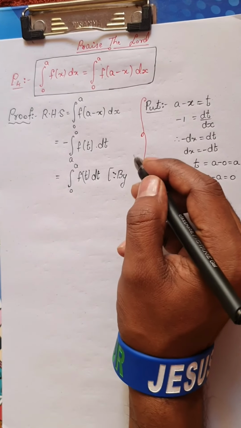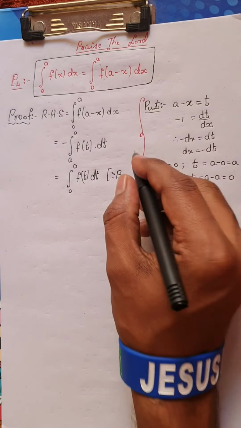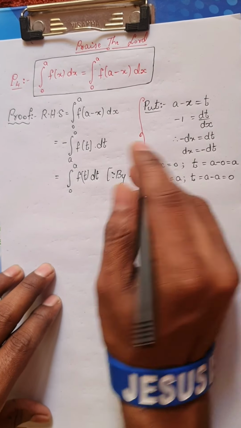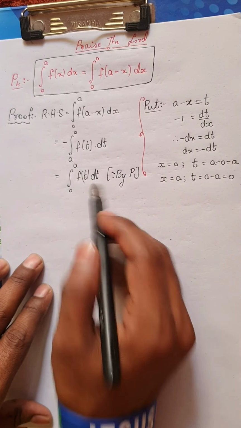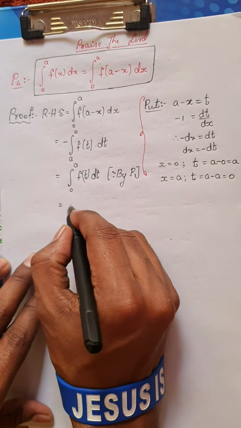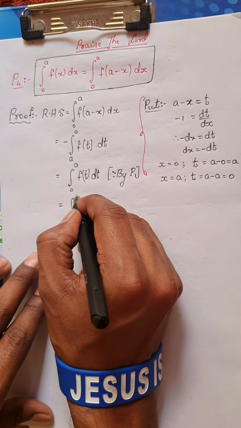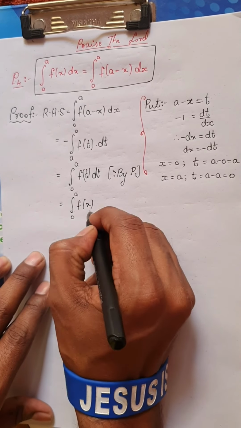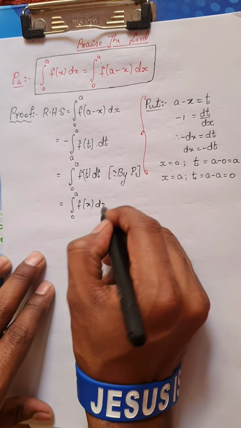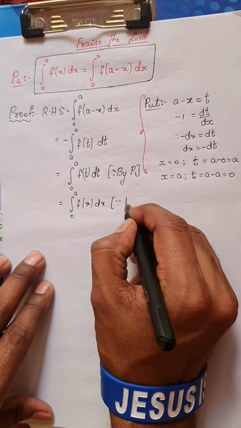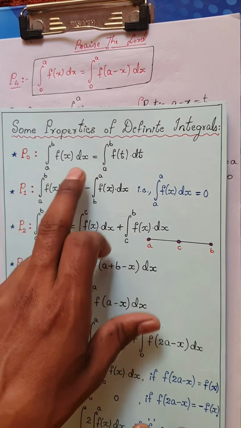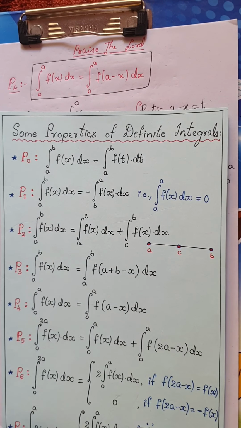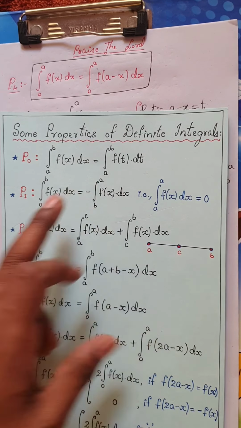Okay, this is by using what? As I told you, I am using the property P1 here. Okay, by P1 I am going to write this as minus of a to 0 f of t dt is 0 to a f of t dt. Once again, by using the property P0, 0 to a f of t dt can be written as 0 to a f of x dx, isn't it? The reason is by P0. That is what we have in the property. I have told you we will be using P0 and P1 almost in every property there. So please be very careful, right?